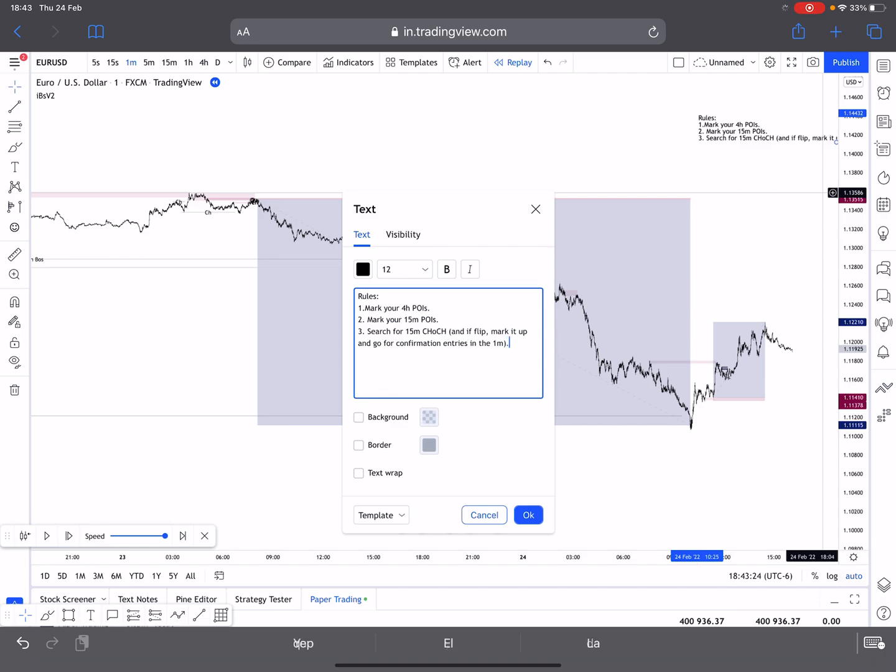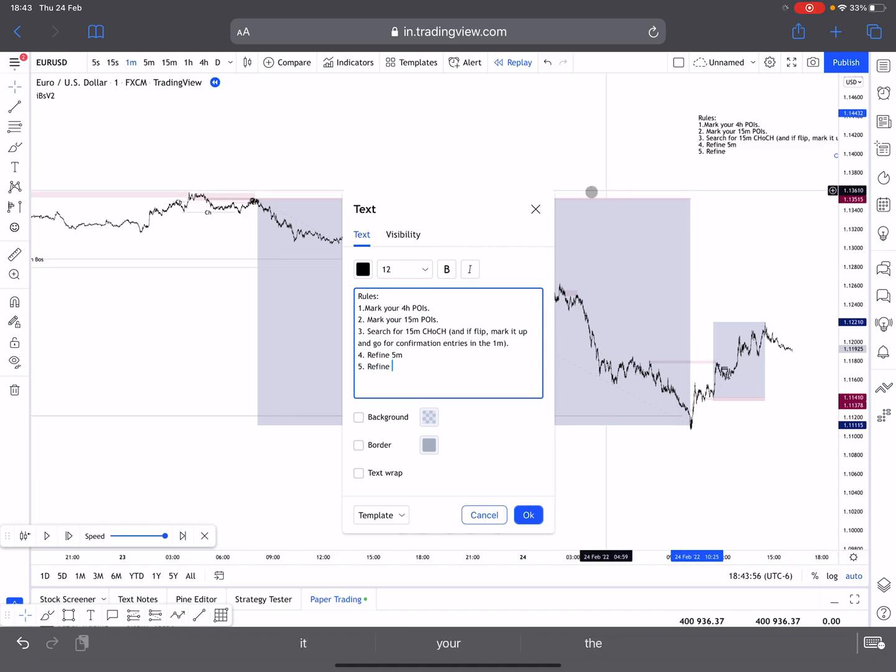Then, well, I pretty much explained it, but refine. You don't have to take the trades directly, right? You refine to the 5 minute, and then you just have to mark them up, just to have a little bit of an idea where you are, and where the other POIs are that can possibly be mitigated, right? Refine.